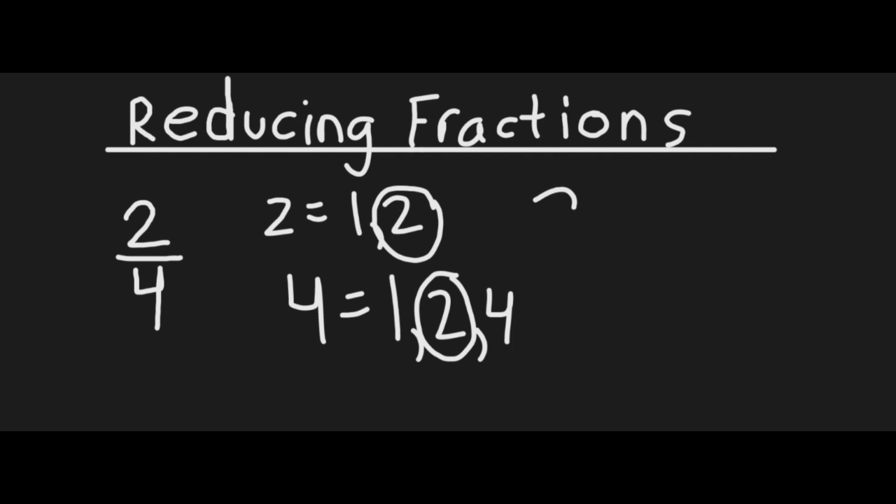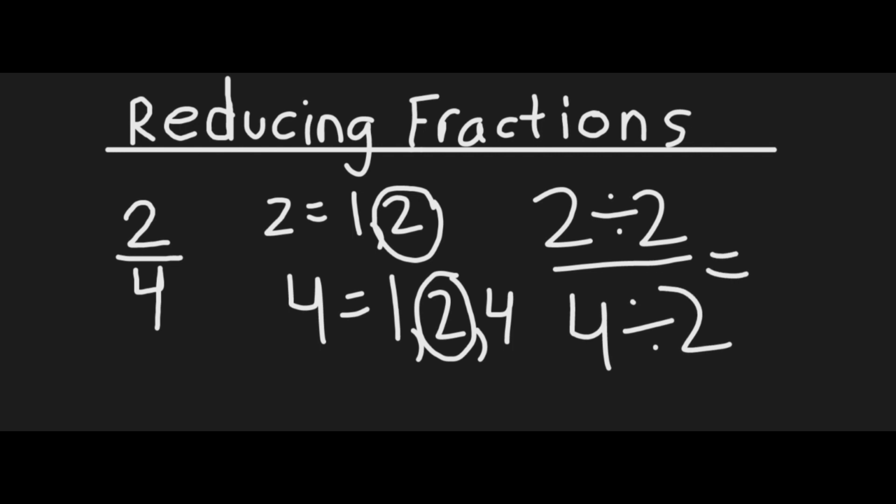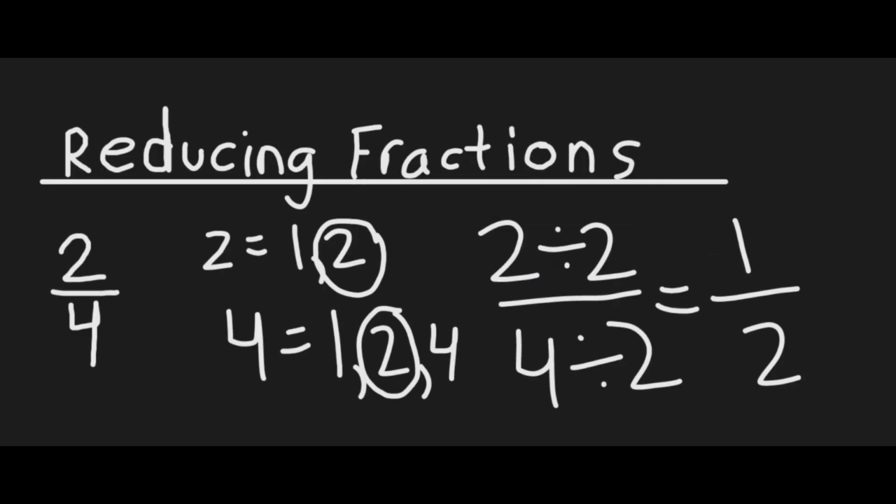Then you divide both the numerator and the denominator by the greatest common factor. 2 divided by 2 and 4 divided by 2. 2 divided by 2 is 1, and 4 divided by 2 is 2. So we can see that 2/4 reduces into 1/2.